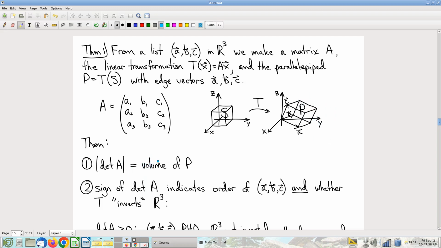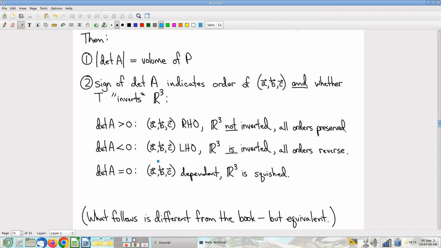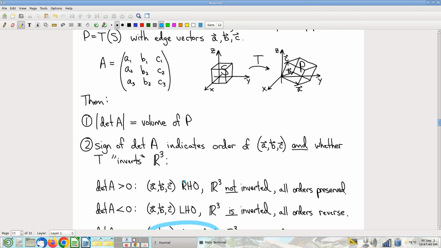Okay. Again, last case, if the list is dependent. Well, dependent would mean that these vectors are kind of all in the same plane, and that means that your parallelepiped would be, I'm not even going to try to draw that, but it'd be flat, and that means that all of this volume would be squeezed down into a flat, no volume. And so everything's squished.